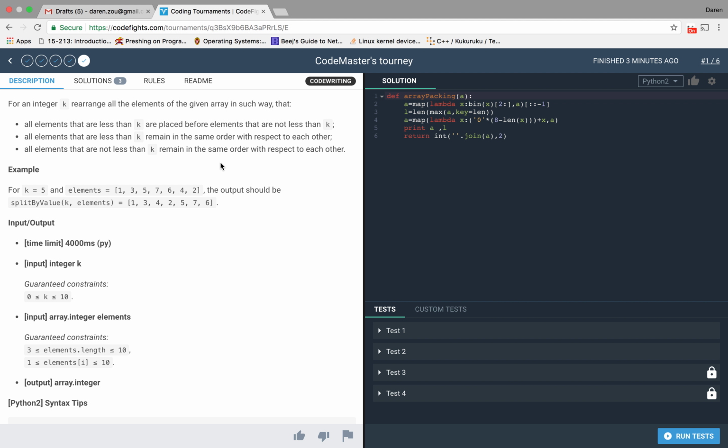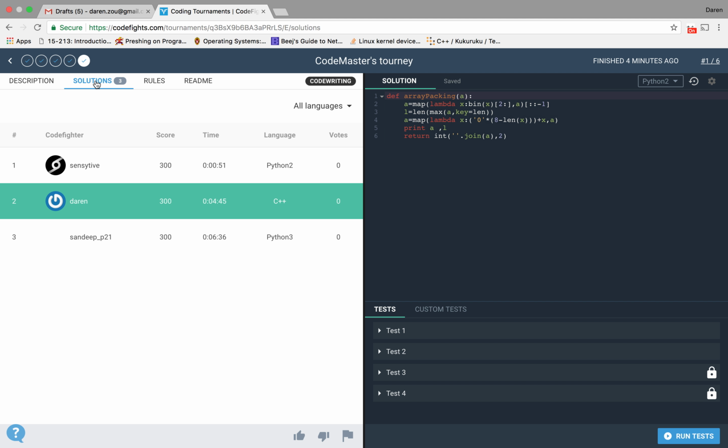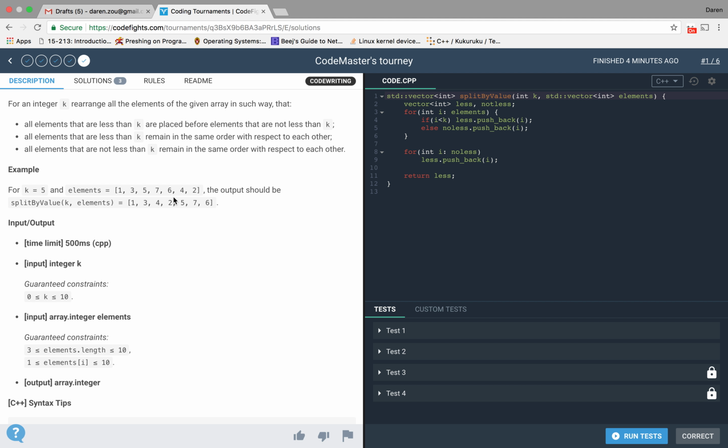Here, this is another problem where it's fairly simple. Basically, you want to split an array into 2 such that all the elements less than k are to the left and all the elements k or greater are to the right. But the order of them with respect to each other stays the same for all the elements less than k. Same goes for elements k or above.